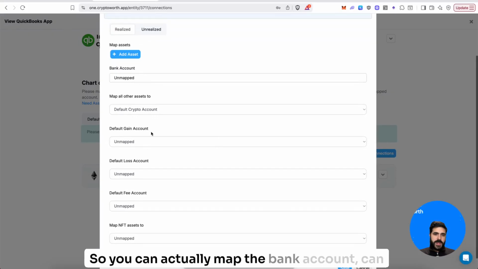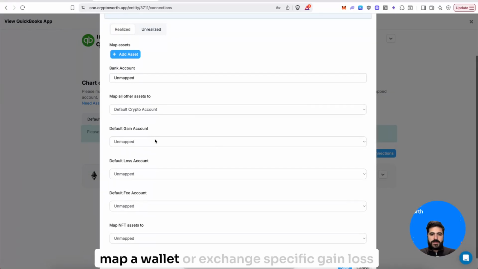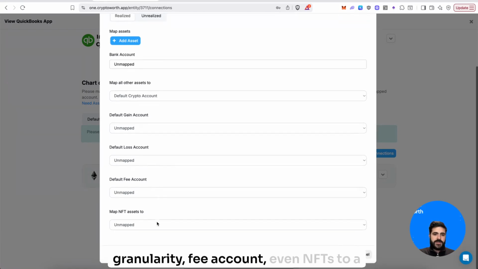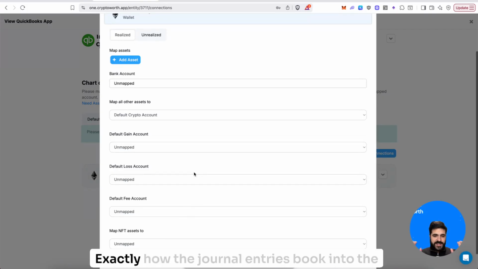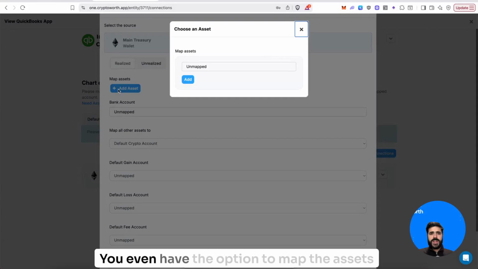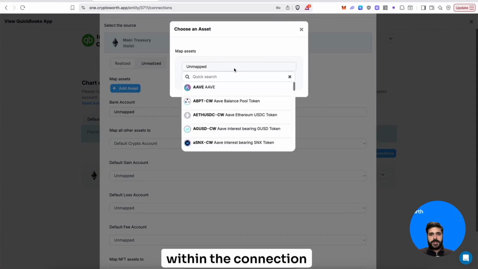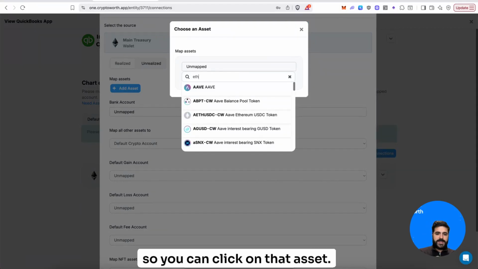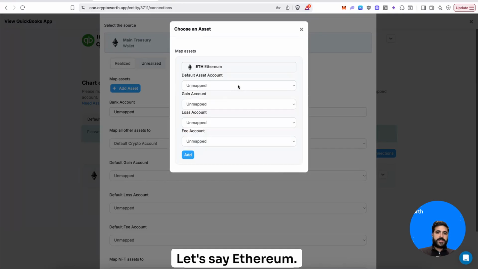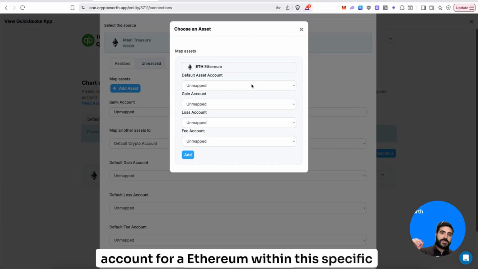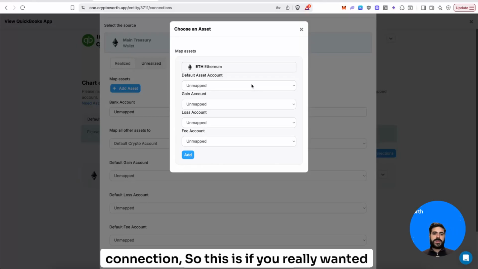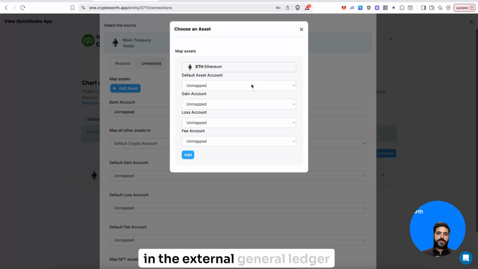So you can actually map the bank account. You can map a wallet or exchange specific gain loss account if you wanted that level of granularity, fee account, even NFTs to a specific connection. So you have a lot of control on exactly how the journal entries book into the external general ledger. You even have the option to map the assets within the connection. So you can click on that asset, search for the assets in question, let's say Ethereum. So essentially you would map the default account for Ethereum within this specific connection. So this is if you really wanted that level of granularity in the external general ledger.